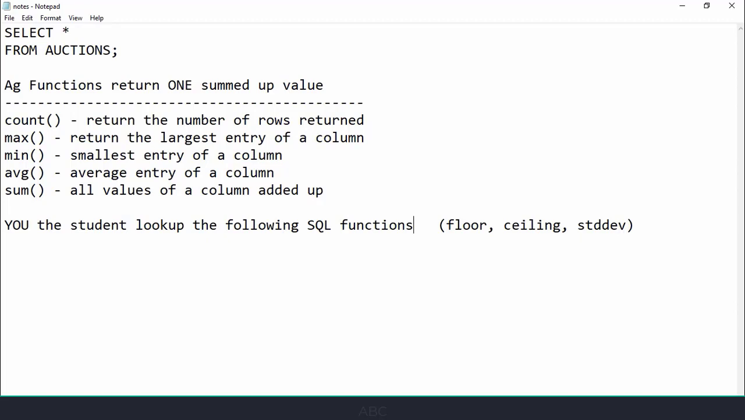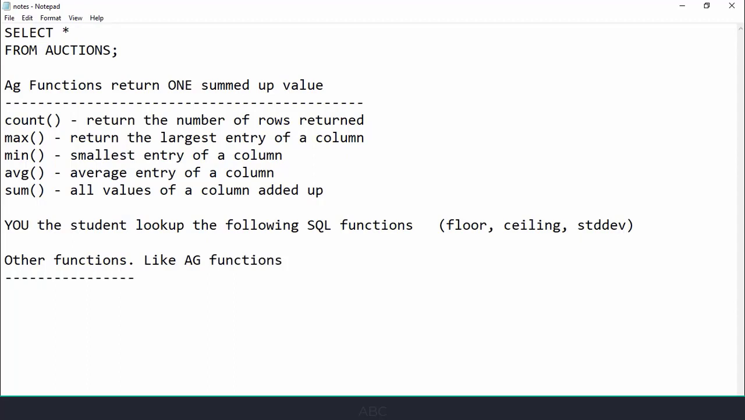We demoed count. I demoed max. I demoed min. I demoed average. I demoed sum. So there you go. Let me show you one that's not necessarily an aggregate. I'm just going to put in other functions, and I'll put in like egg functions. They're not really egg functions, but they're like egg functions.